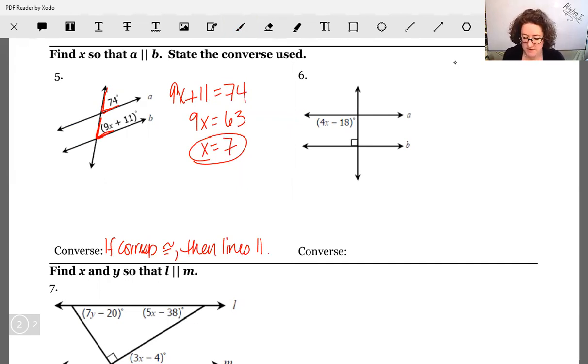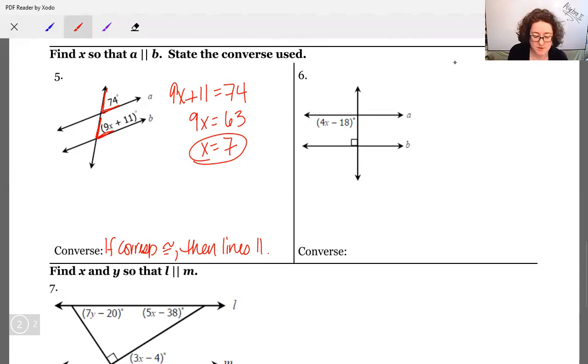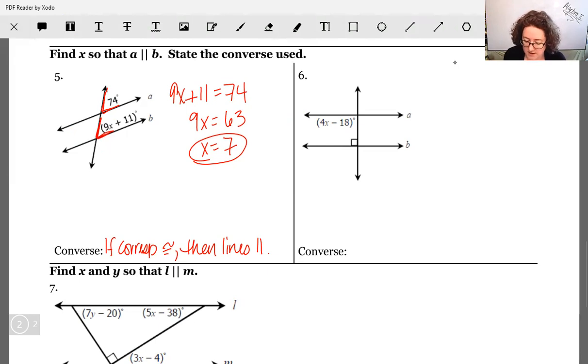So let's do the same thing with number 6. So there are a few different angle pairs that we could use on this one, to be honest. But let's say we have this 4x minus 18 and we have this right angle here. They're both on the same side inside the parallel lines. So what should be their property? They're consecutive interior angles, so they should add up to 180. So let's see what our x would be to make that happen.